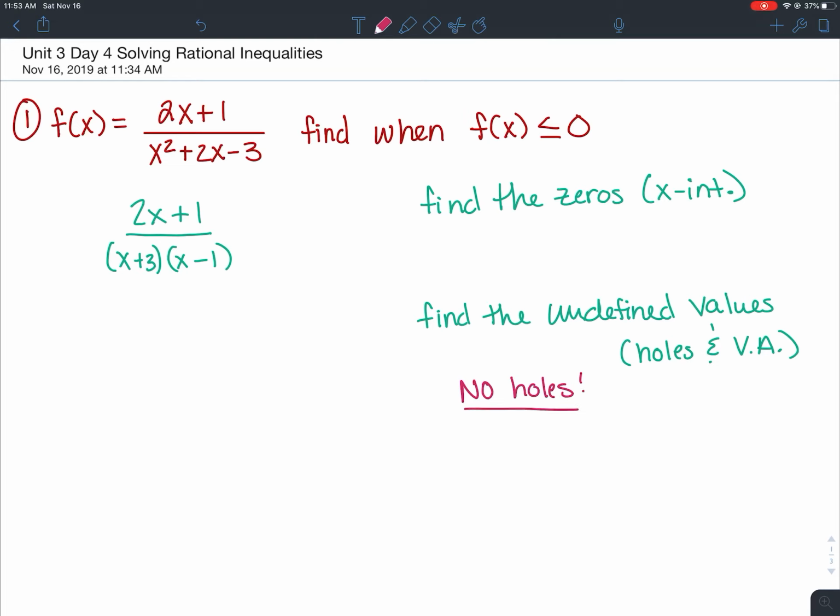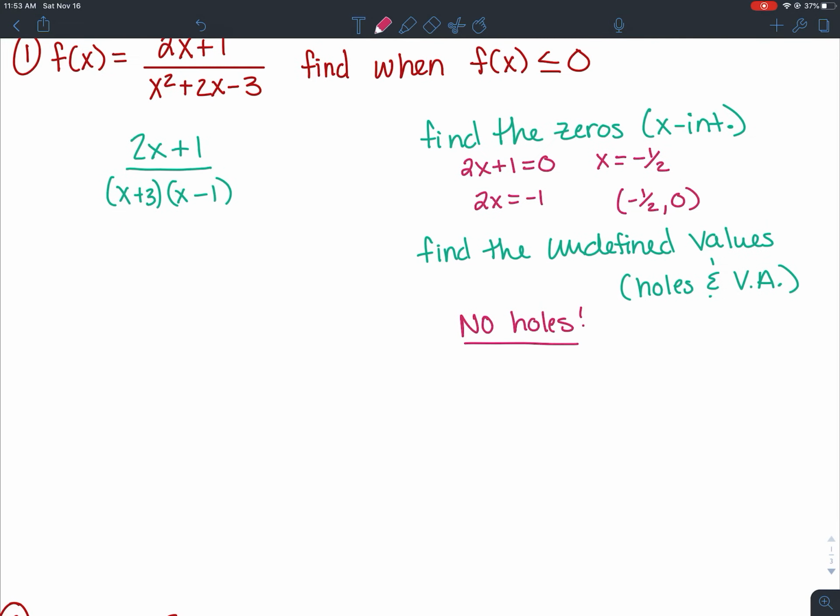My 0 comes from the top, so I set that equal: 2x plus 1 equals 0, and then I solve. I get 2x equals negative 1, and when I divide, I get negative 1/2. So my x-intercept is negative 1/2, comma 0. Now I need to find my vertical asymptotes. The vertical asymptotes come from the bottom, and that's going to be x equals negative 3 and x equals 1. These are important because this is going to help me determine if I'm going to use brackets or parentheses when I write my interval notation.